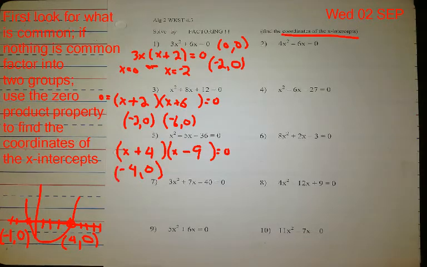Right? Which is way over here somewhere, right? Somewhere right there. And then the other x-intercept, what makes this equal 0 is the opposite of negative 9. It would be positive 9. Positive 9, comma 0. Right? So those are the two x-intercepts.